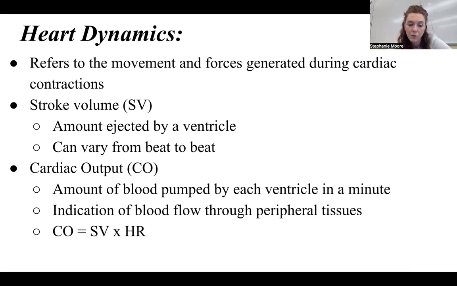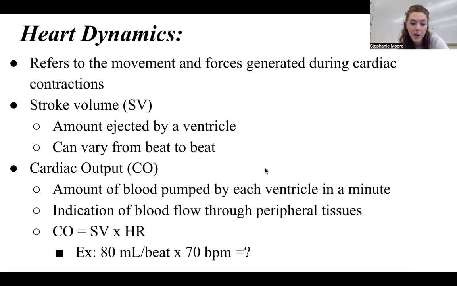Okay, so the formula for that is going to be cardiac output is equal to the stroke volume times the heart rate. And I said it's going to be very simple. So let's say that my stroke volume, the amount ejected by each ventricle, I'm going to have to use the average, right? Because it can vary from beat to beat. I want to use an average, is around 80 milliliters per beat. Okay, and my heart rate is 70 beats per minute. What is my cardiac output in liters?